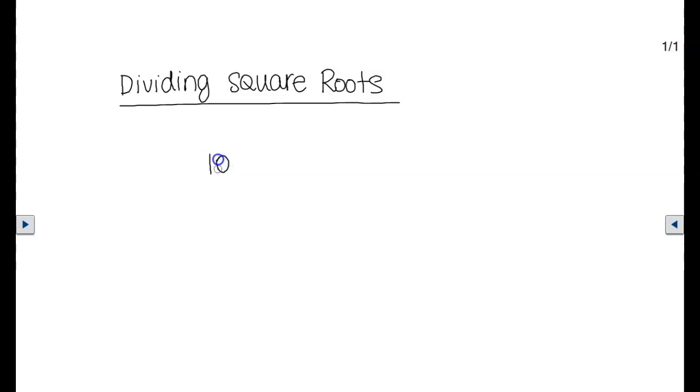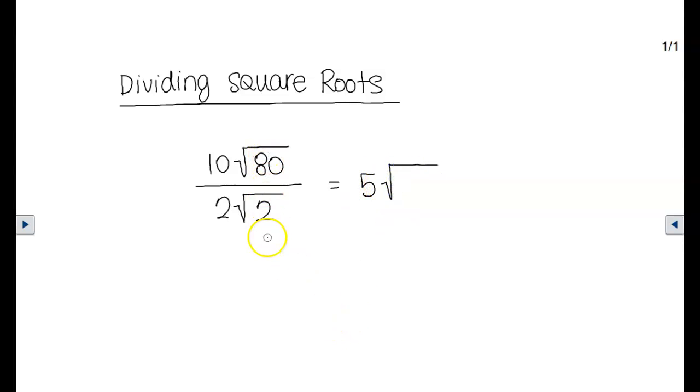We could do 10 square roots of 80 divided by 2 square roots of 2. Now, what we learned is that to divide square roots, we divide the outsides. So 10 divided by 2 would be 5. And then we divide the insides. 80 divided by 2 would be 40.